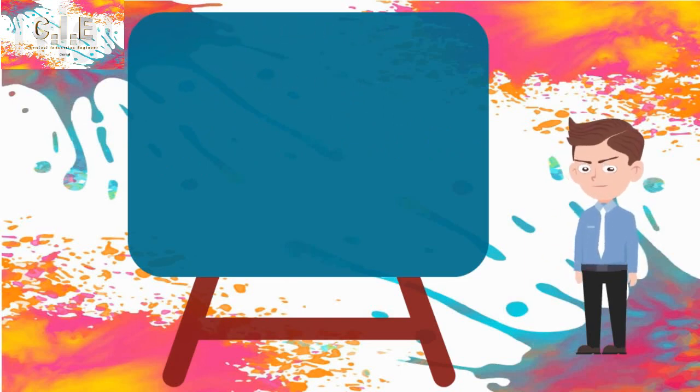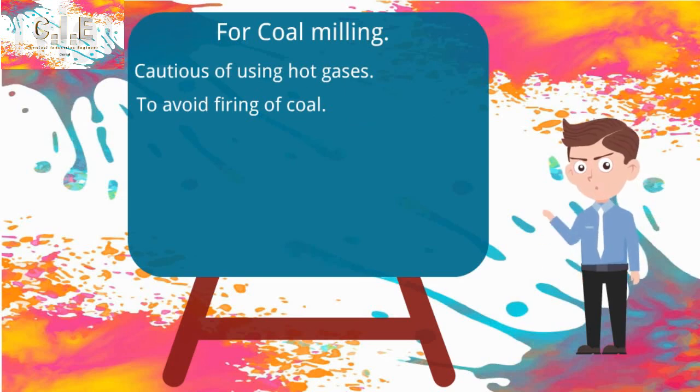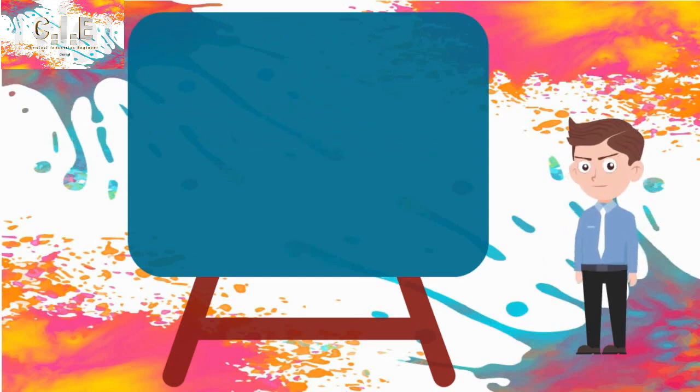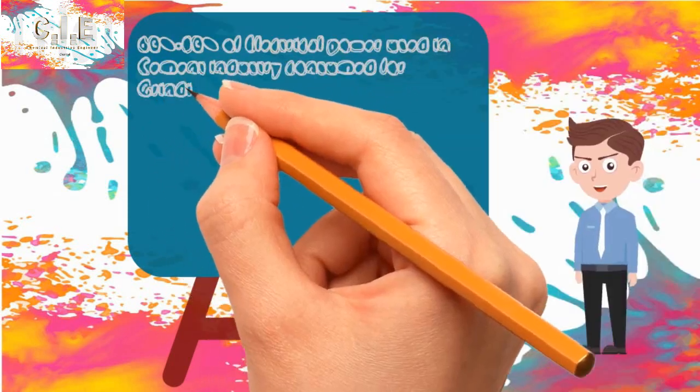As we mentioned in the last episode, drying is done in the mills, but in coal mills we should be cautious when using hot air to avoid firing of the coal. So, to protect our process, inert gas is used. Almost 60 to 80% of the electrical power consumption is for the grinding step.